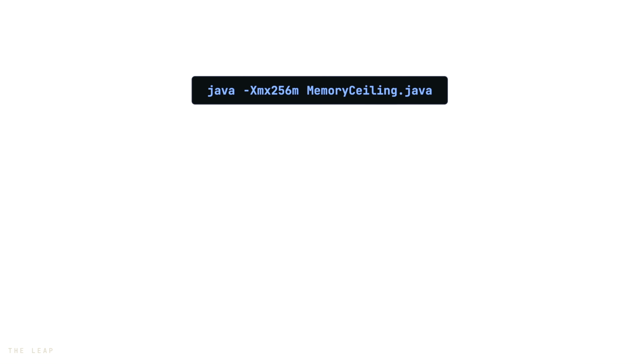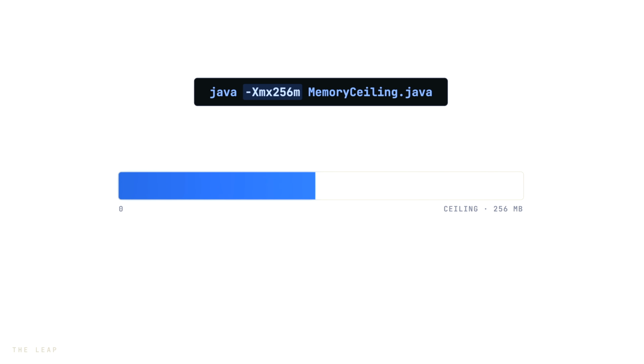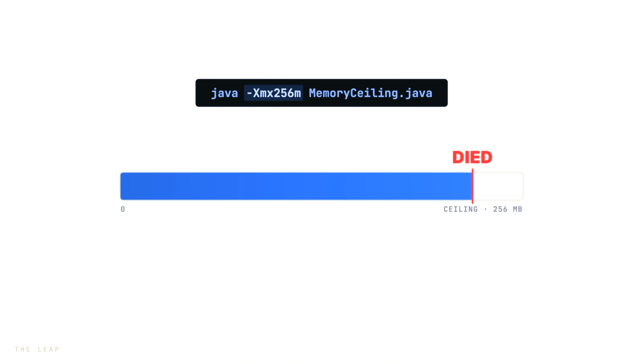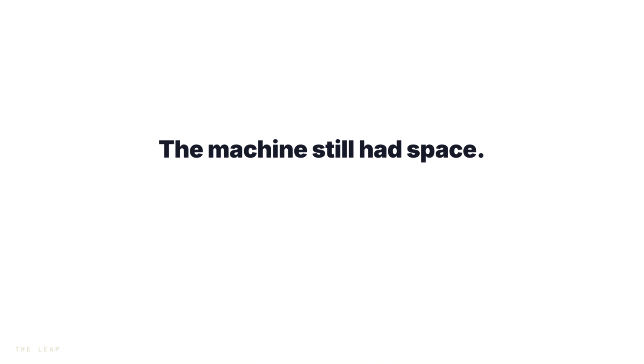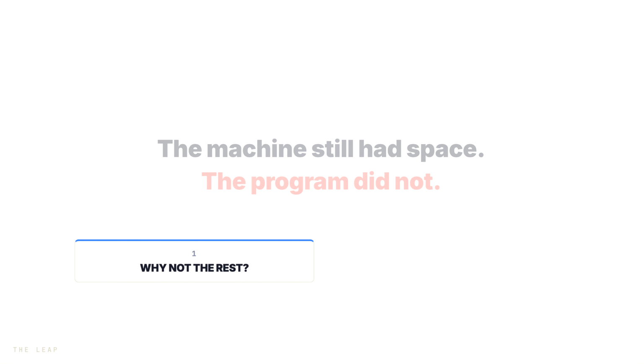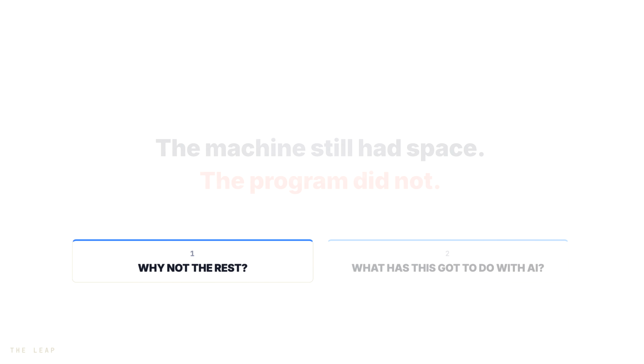So I made a smaller test with a limit of 256 megabytes. Then I kept asking for more memory until Java finally said no. The program crashed after using 224 megabytes, but the machine still had 1924 megabytes free. The machine still had space, the program did not. So why not the rest? And what does this have to do with AI?